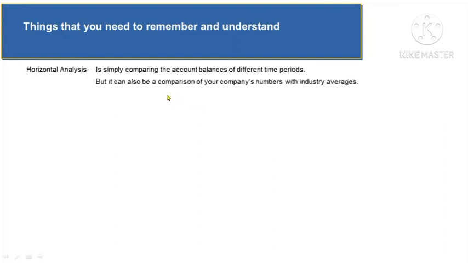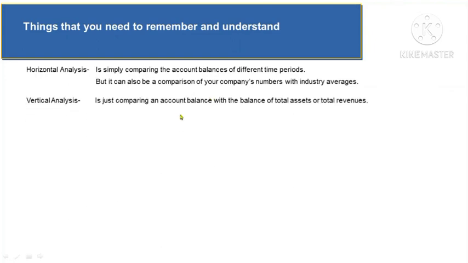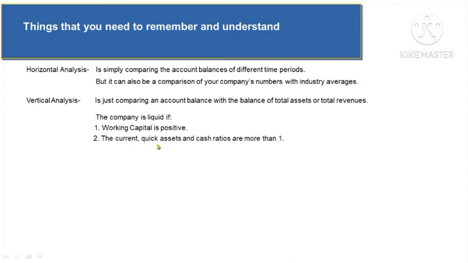And before we end this, let's have a little bit of summary of the things that you need to remember and understand. Number one, horizontal analysis is simply comparing the account balances of different time periods, and it can also be a comparison of your company's numbers with industry averages. The vertical analysis, on the other hand, is comparing an account balance with the balance of total assets or total revenues. And of course, the company is liquid if, number one, the working capital balance is positive, and number two, the current, the quick assets ratio, and the cash ratios are more than 1.